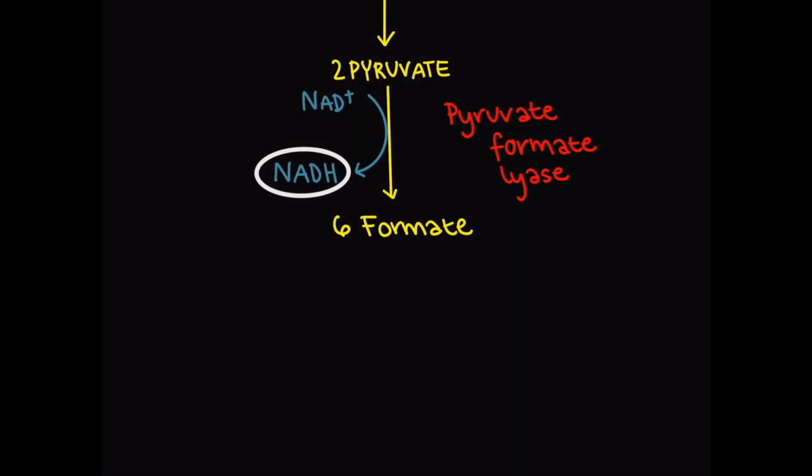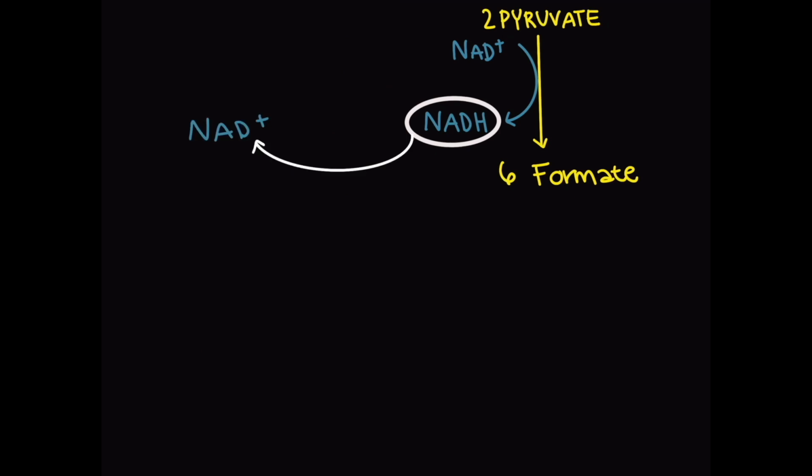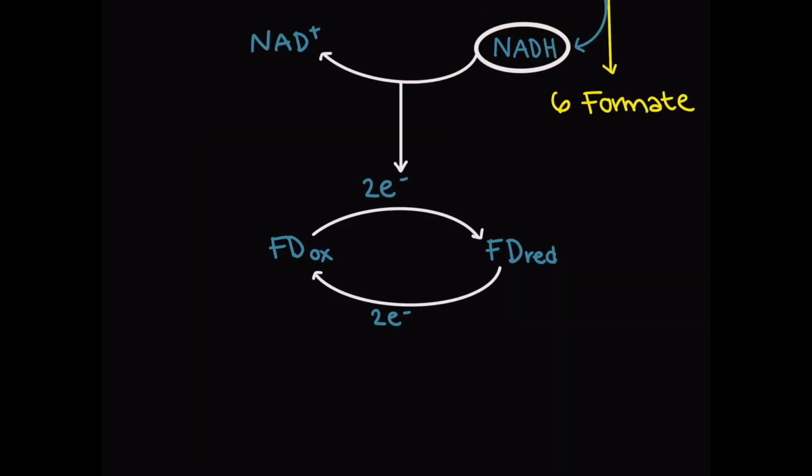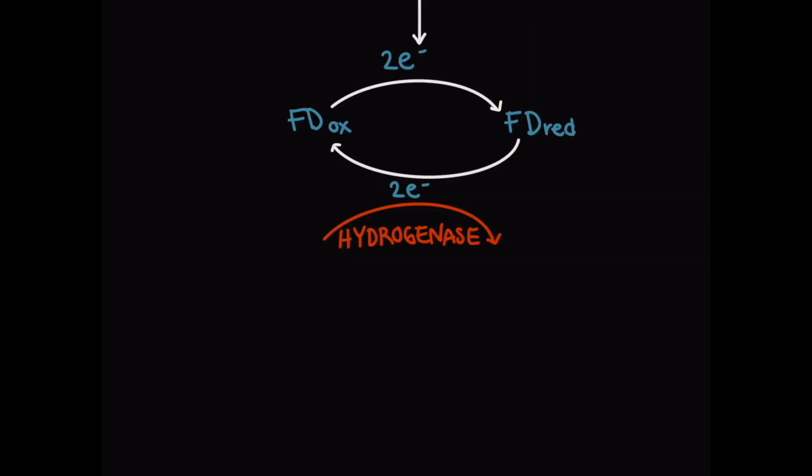Remember the NADH from the first step? Well, these molecules are oxidized to NAD+, as they transfer their electrons to reduce ferredoxin. Ferredoxin then transfers these electrons to hydrogenase, which combines them with nearby protons to create 2 hydrogen molecules.